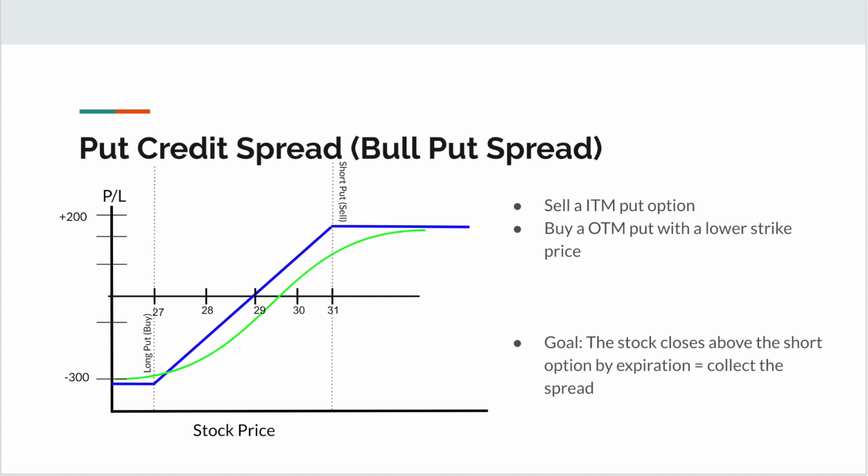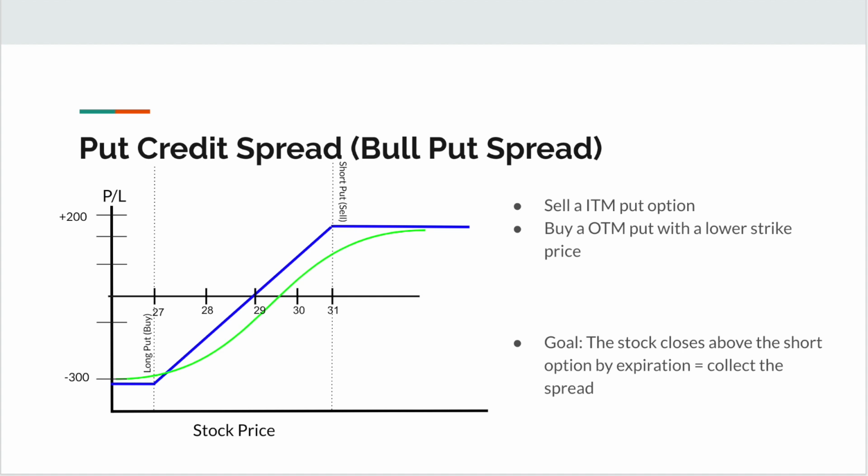So the put credit spread, or the bull put spread, that's what people call it. Either works. The put credit spread, as I call it, is a strategy that consists of selling one in the money put option and buying an out of the money put with a lower strike price. So the put option you're going to sell is going to be deeper in the money than the one you're going to buy.